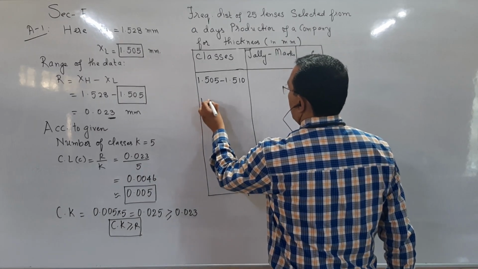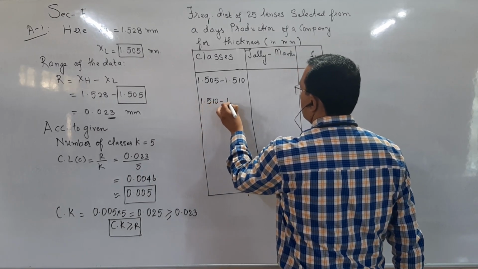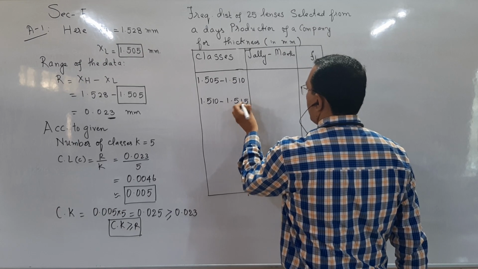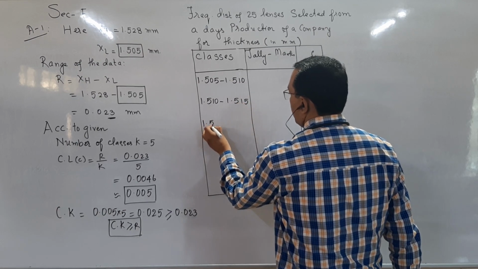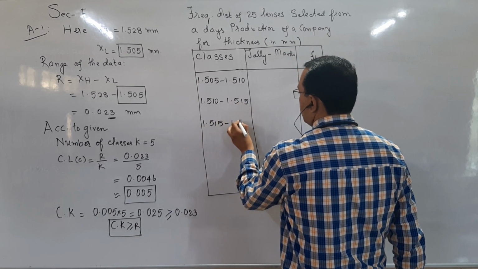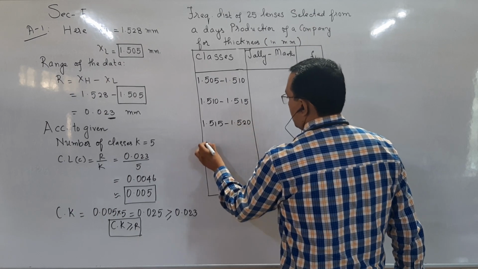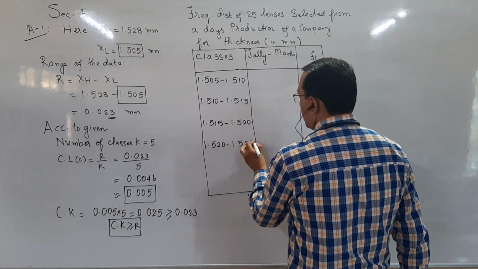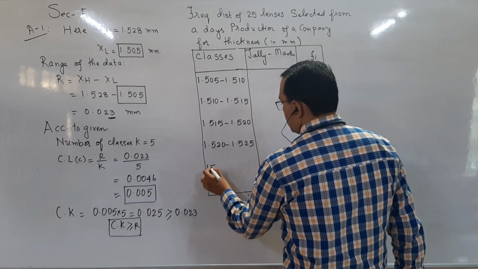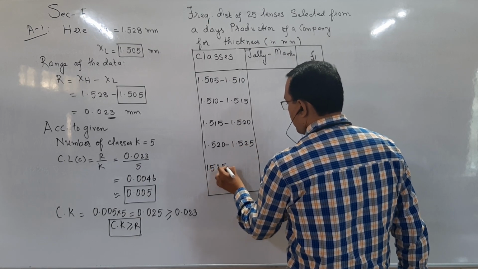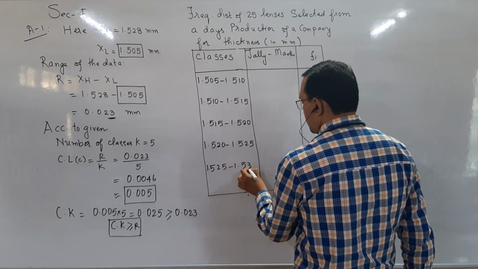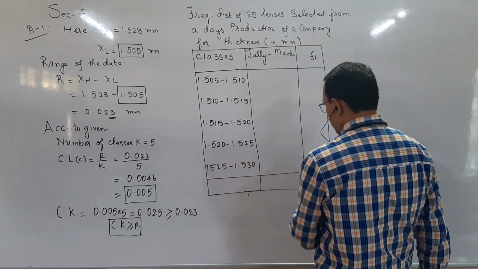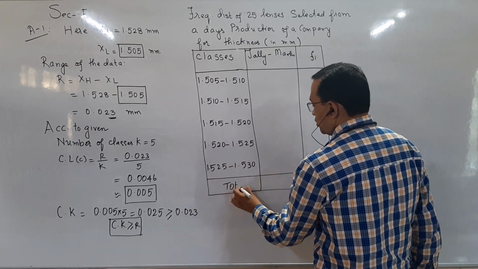Then 1.510 to 1.515, then 1.515 to 1.520, then 1.520 to 1.525, and last 1.525 to 1.530. And then students, we have the total.